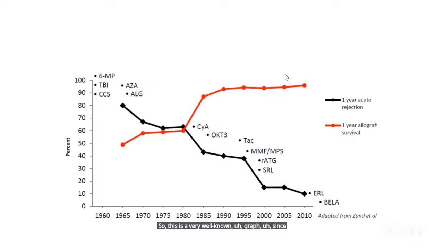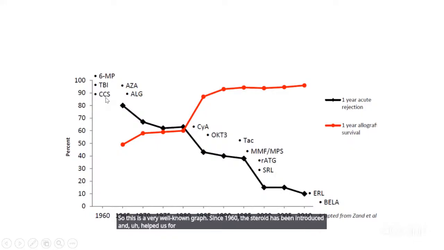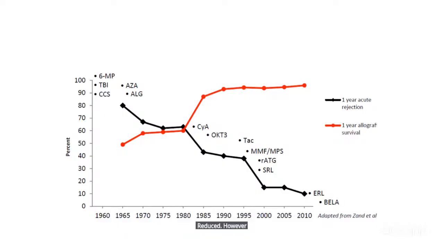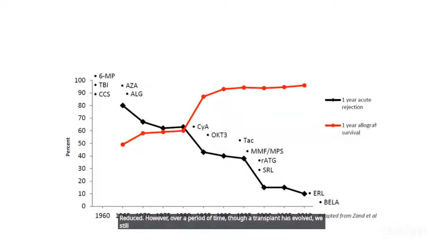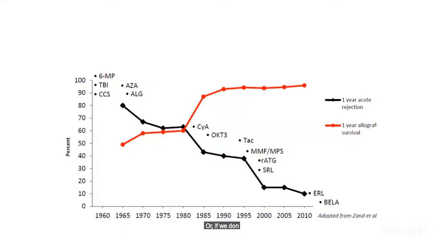Since 1960, the steroid has been introduced and helped us for various organ transplants in humans. And later on, we have various drugs that have helped and improved our 1-year graft survival, with introduction of CNIs that has improved it better, and 1-year acute rejection episodes have dramatically reduced. However, over a period of time, though transplant has evolved, we still face various side effects of drugs, or if we don't give, then rejections. That is still a dilemma.